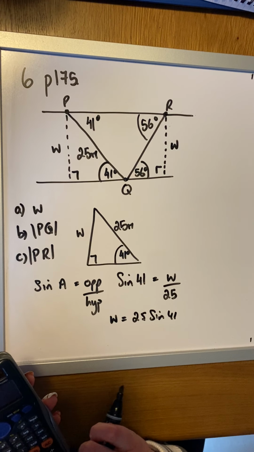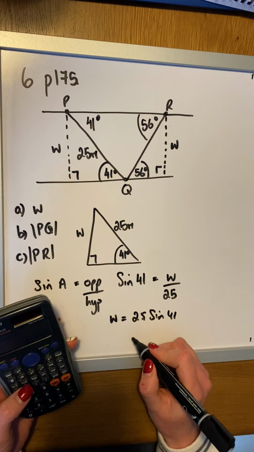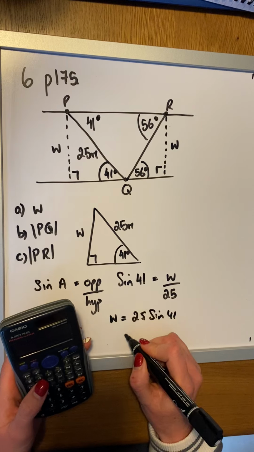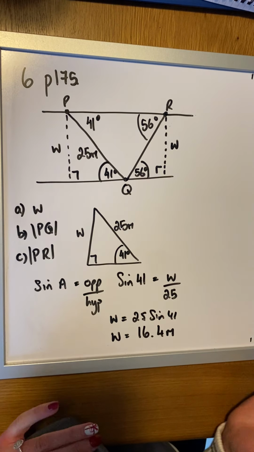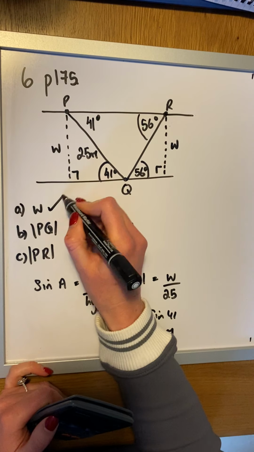25 sine 41 gives us an answer of, and we want to correct to 1 decimal place, so the width of the river is 16.4 meters. That's the first part of the question done. So we have the width of the river.